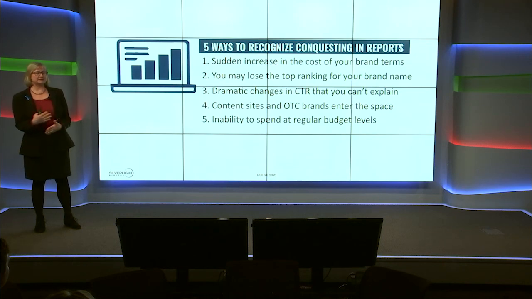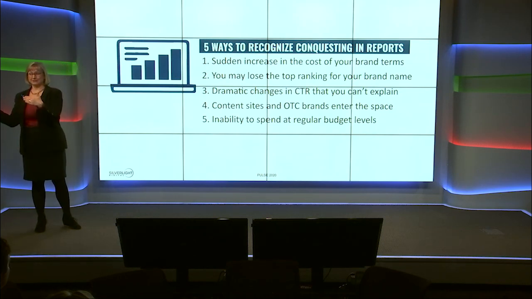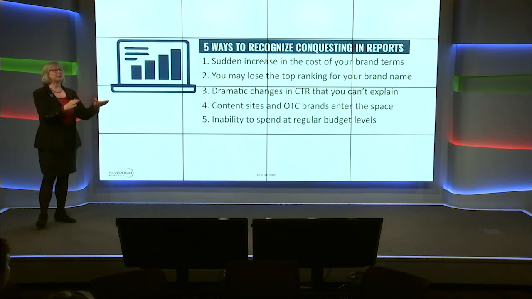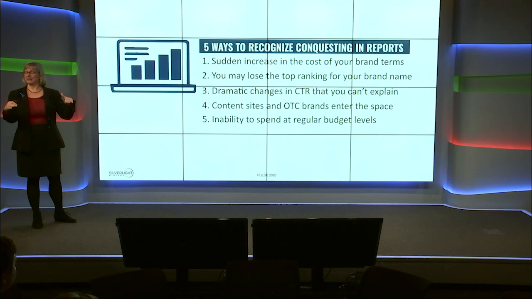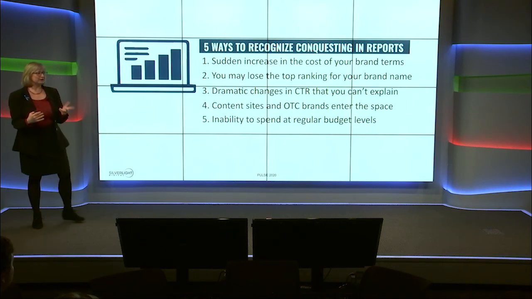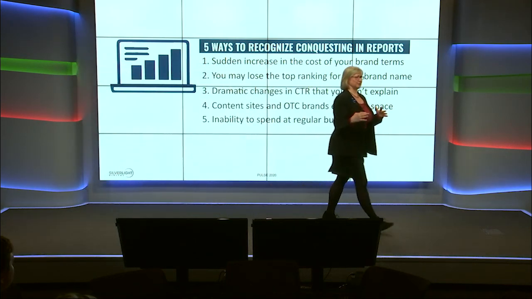If you're used to spending, say, $4 to $5, and all of a sudden your average cost per click is around $6, $7, $8, you're going to notice that, and then you might want to go in and actually check the search results page. You might be looking at a search results page and see somebody else has moved into that top spot. You might also, by the way, see dramatic changes in your click-through rate.